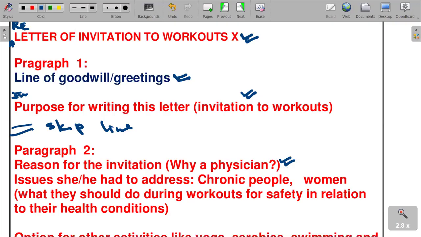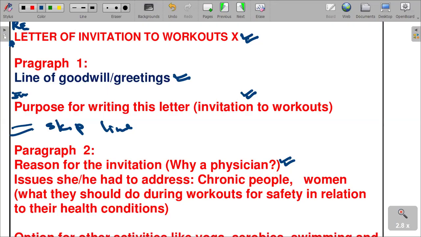And then we are talking about those points that are referred from our context of writing the letter. This is a formal letter. Issues he or she had to address: the chronic people, women, what they should do during workouts for safety in relation to their health conditions.